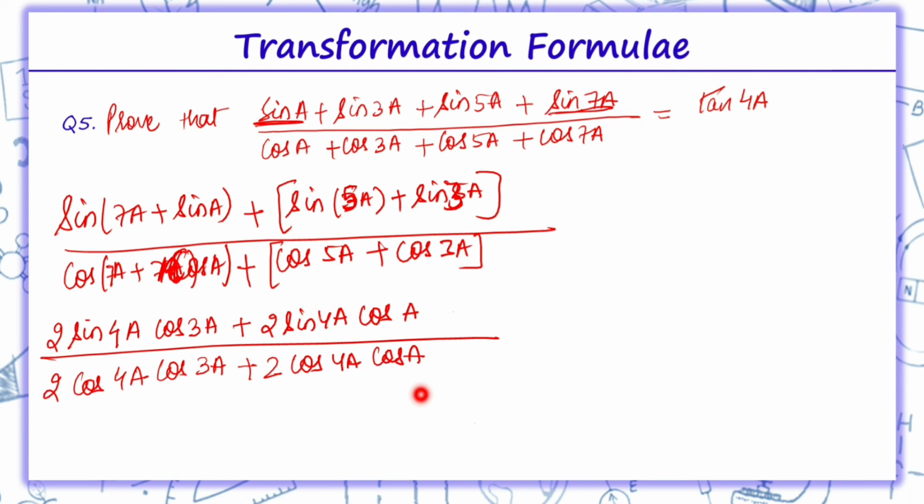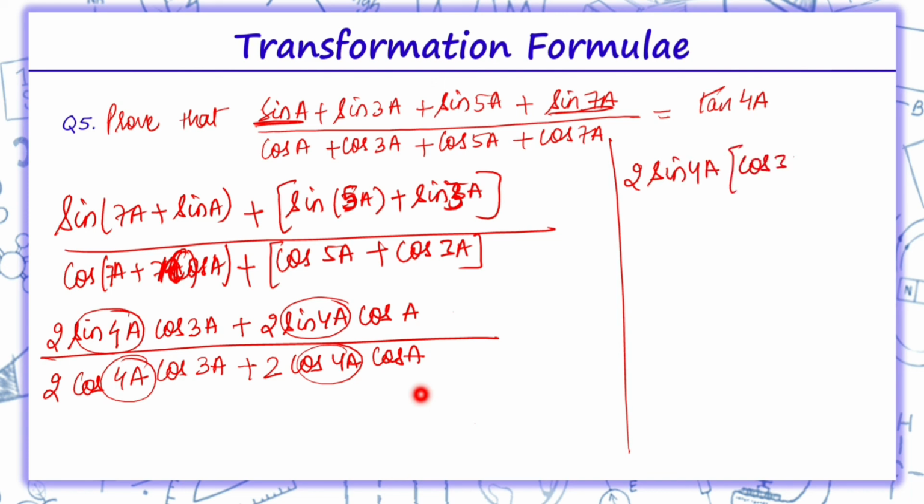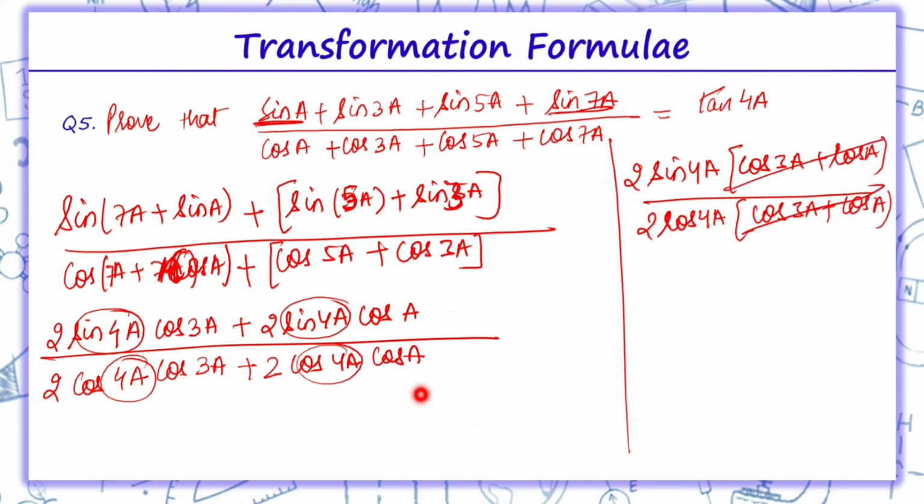So if we look over here, we can get sin 4a common from the numerator and cos 4a common from the denominator. So 2 sin 4a, here we are left with cos 3a plus cos a. Here we'll get 2 cos 4a into cos 3a plus cos a. So this and this cancel, 2 and 2 cancel. Sin 4a by cos 4a, we'll get tan 4a. And hence this is how we can solve our questions.